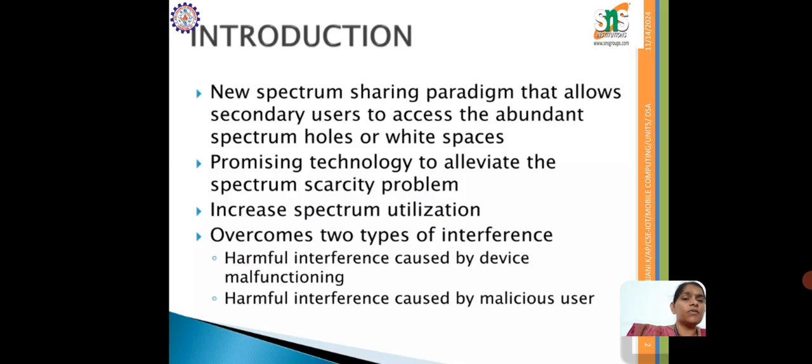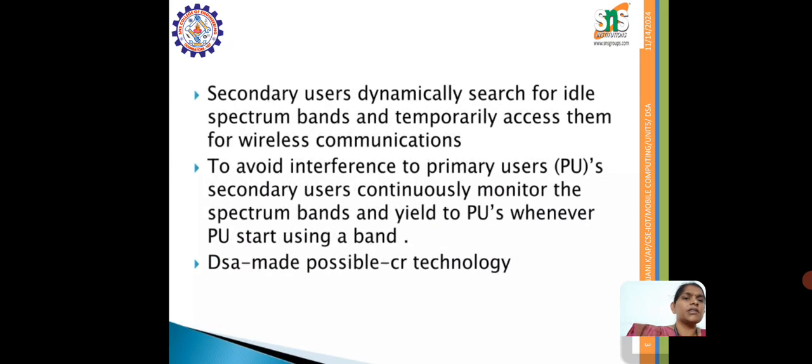harmful interference caused by device malfunction and harmful interference caused by malicious users. Next, secondary users dynamically search for idle spectrum bands and temporarily access them for wireless communication. To avoid interference to primary users, secondary users continuously monitor the spectrum bands and yield to the primary user when primary users start using a band. So here the DSA made cognitive radio technology possible.